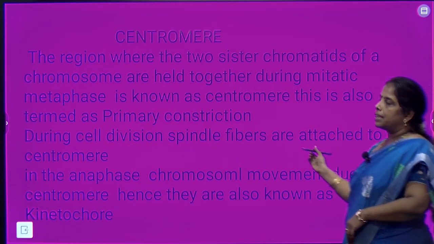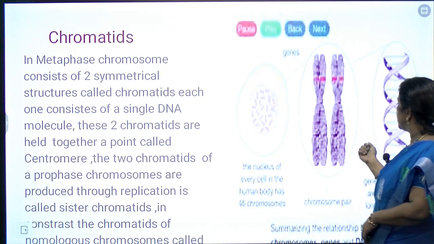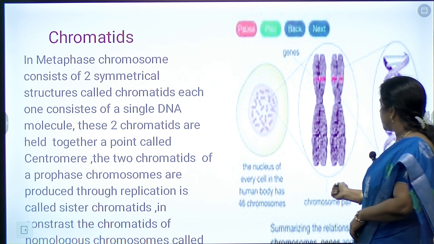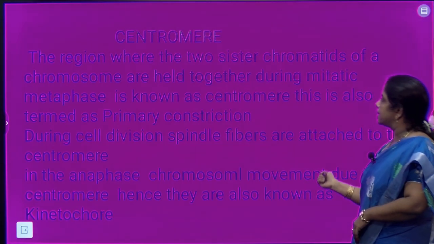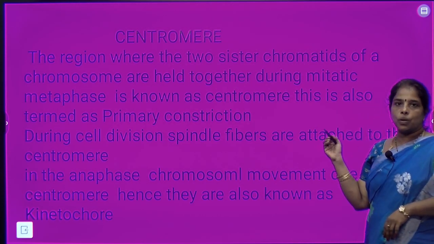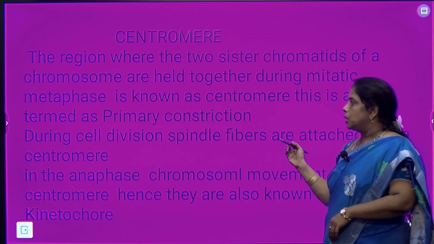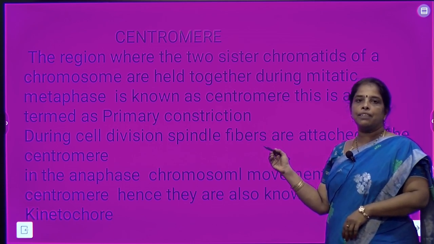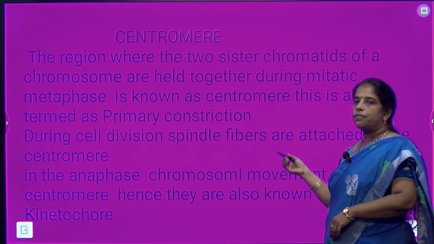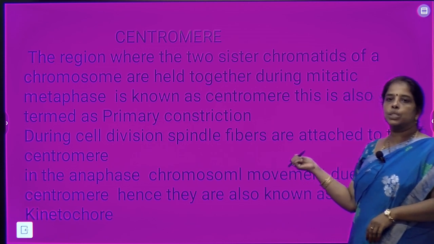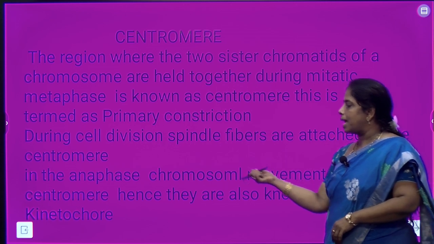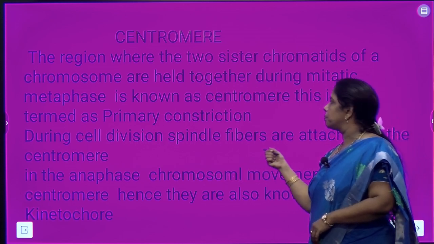So, the centromere is the region where the two chromatids are attached during the mitotic division. This centromere is also called the primary constriction. During cell division, the spindle fibers are attached to this centromere, and in the anaphase, the chromosomal movement takes place through this centromere only. Because of this function, it is named the kinetochore.